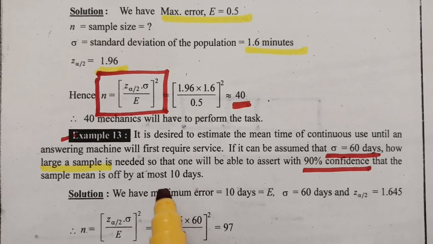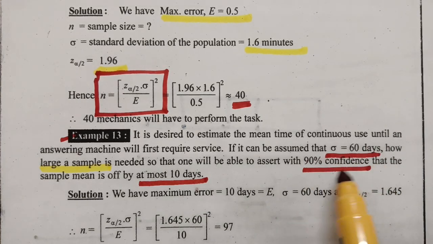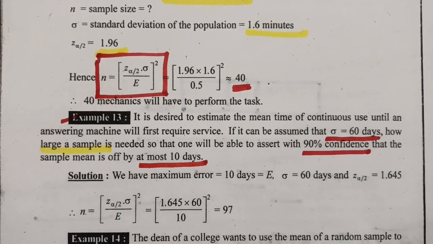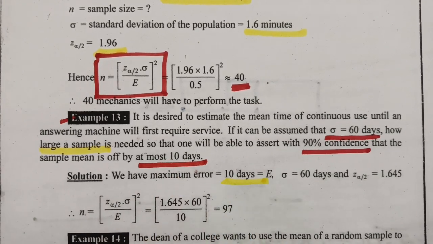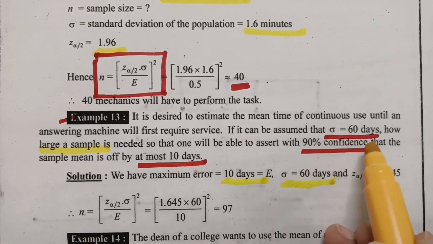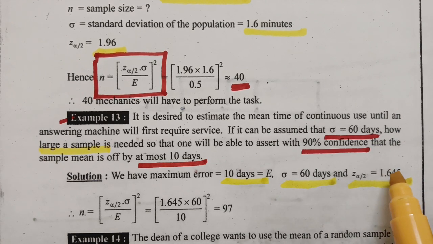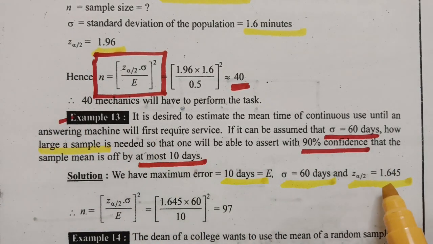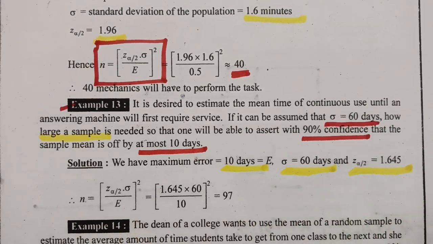See here, E is given, the maximum error is given as 10 days, sigma is given as 60, and 90% confidence is given. So we have to find the sample size. In the solution, the maximum error is 10 days, sigma is 60 days, and for 90% confidence, z alpha by 2 is equal to 1.645. These two we have to remember, or else look them up from the table: for 95% it is 1.96, for 90% it is 1.645. Using this data, we have to find the n value.